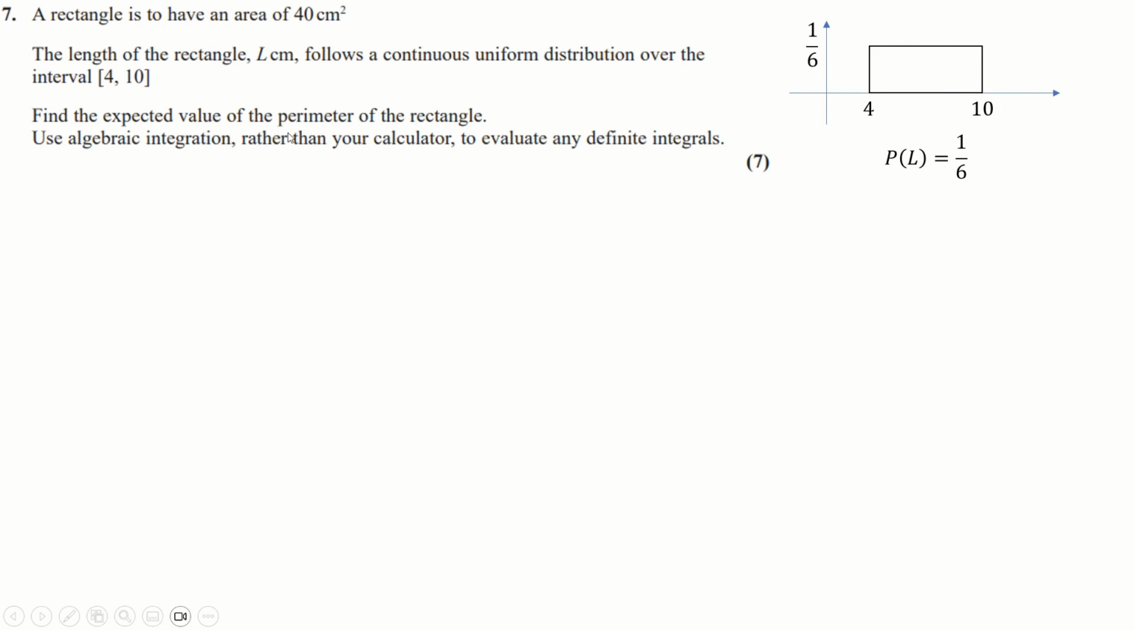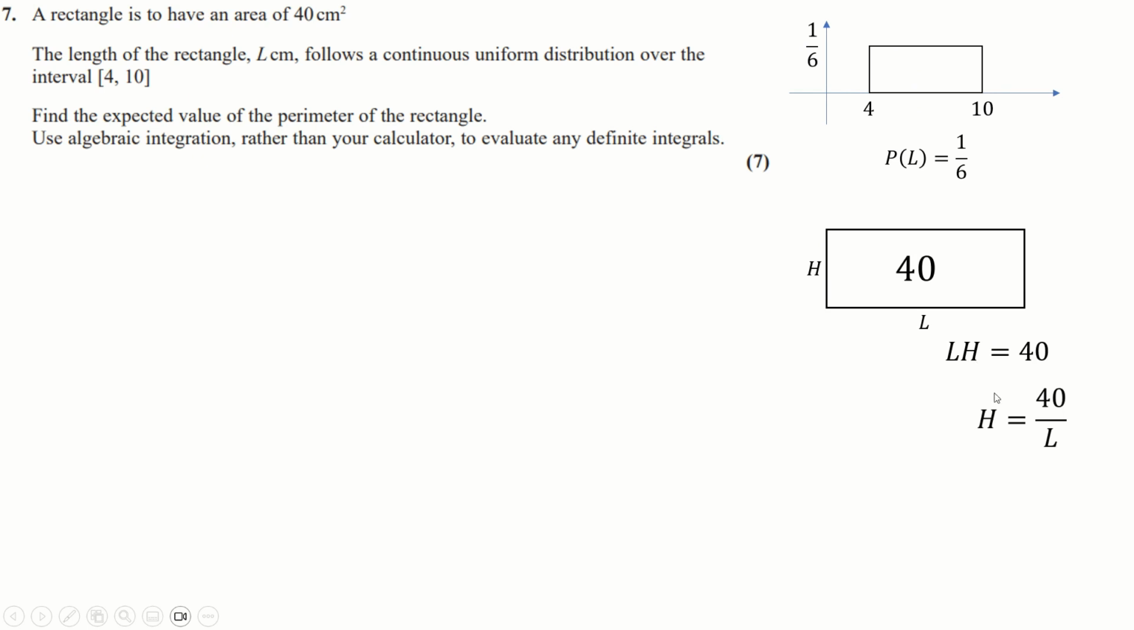And now, okay, so let's think about what we're actually doing here. We've got a rectangle with area 40, and we already know the length of it needs to be L. So we've got the height here, I'll just call it H. We know that H times L needs to be 40, which means that H needs to be 40 over L, we can say. And now we're doing something about the perimeter. Well, the perimeter is just 2L plus 2H. But H is 40 over L, so 2H is 80 over L. And we end up with this expression for the perimeter. And we're thinking about the expected value of this perimeter here.